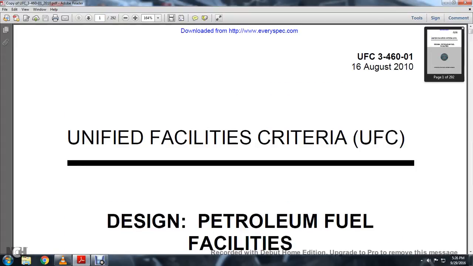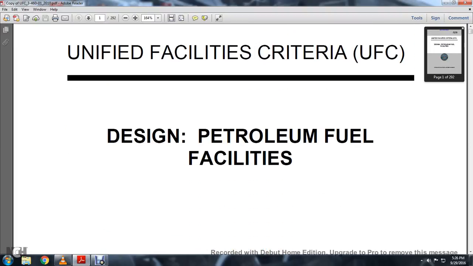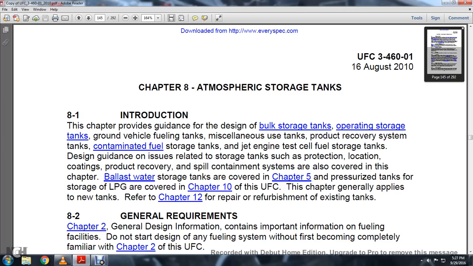Unified Facilities Criteria UFC 3-460-01, August 6, 2010. Unified Facilities Design: Petroleum Fuel Facilities. Chapter 8: Atmospheric Storage Tanks.